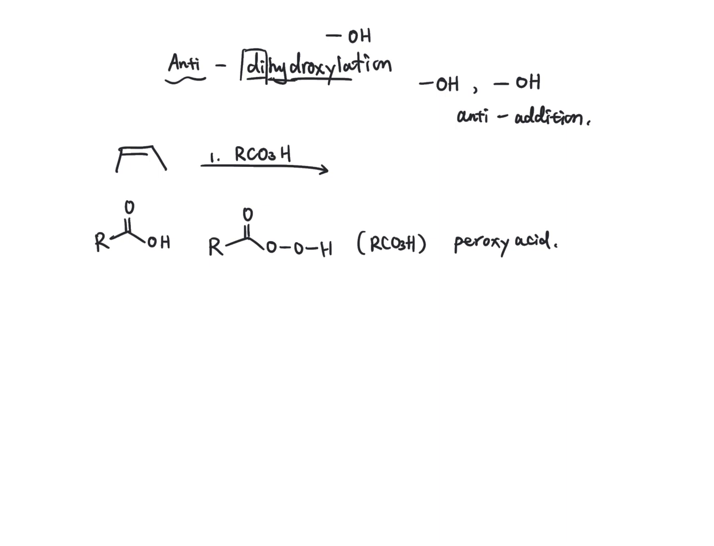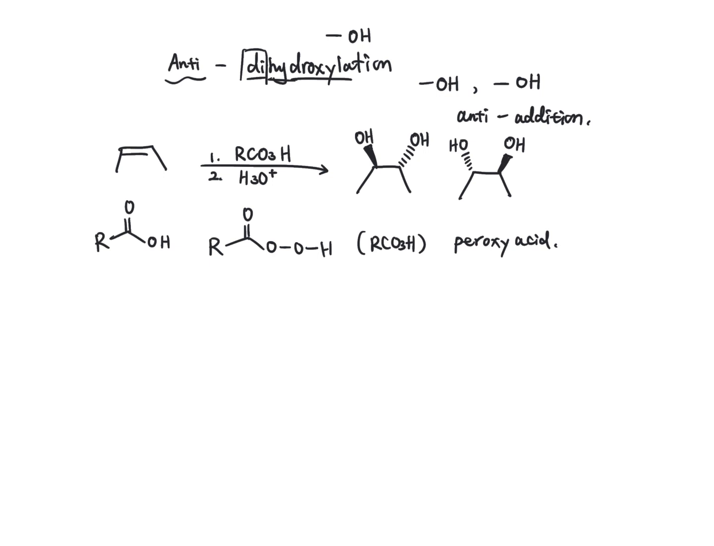So first we use the peroxy acid, and then the second reaction, after the peroxy acid reacts with the alkene, we will introduce the acid proton source, and the outcome of this reaction is we'll have an OH group added to each carbon, and they are added as anti-addition. So this is an example.